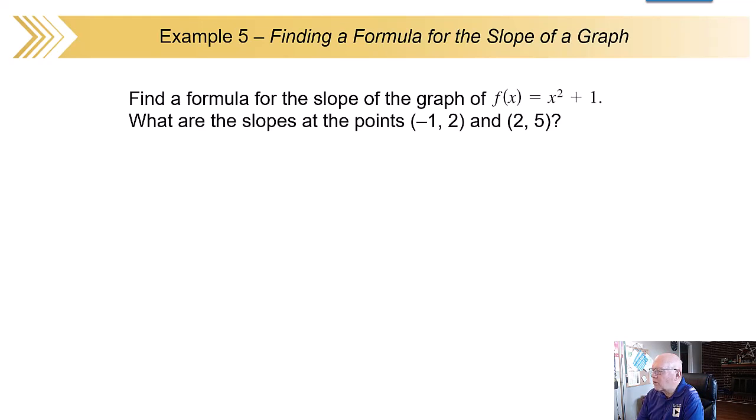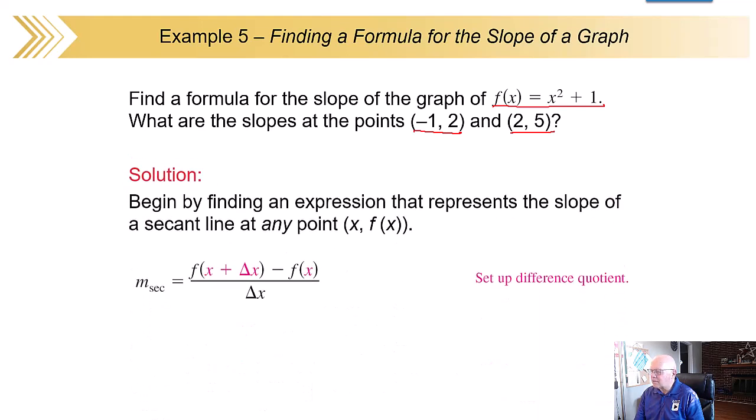Next. Now, here's where we really get started. Find a formula for the slope of the graph of f of x equals x squared plus 1. What are the slopes at the points -1, 2 and 2, 5? We're going to find slopes for two different places. How do we start? First of all, we're going to write the slope of a secant line, alias the difference quotient. And we're using h's for these two.